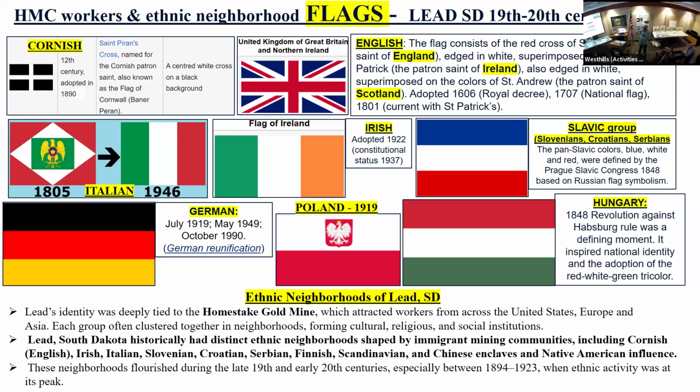And I've depicted some of the flags of the different nations. Many of these flags do not exist anymore. They were difficult to even find on the internet.